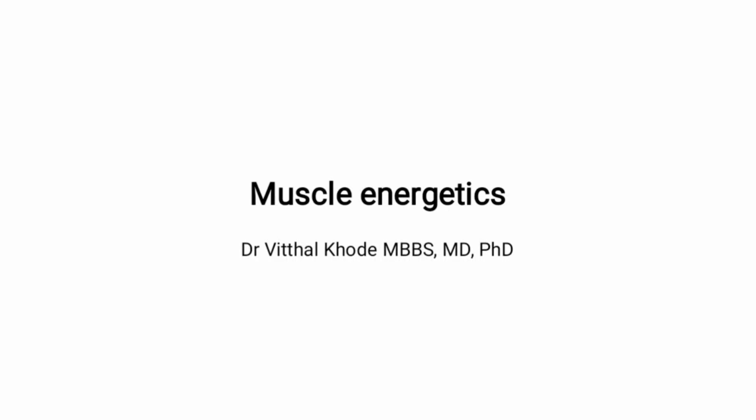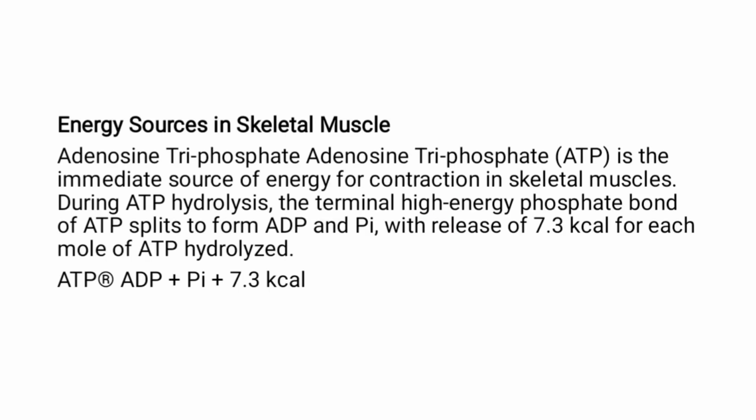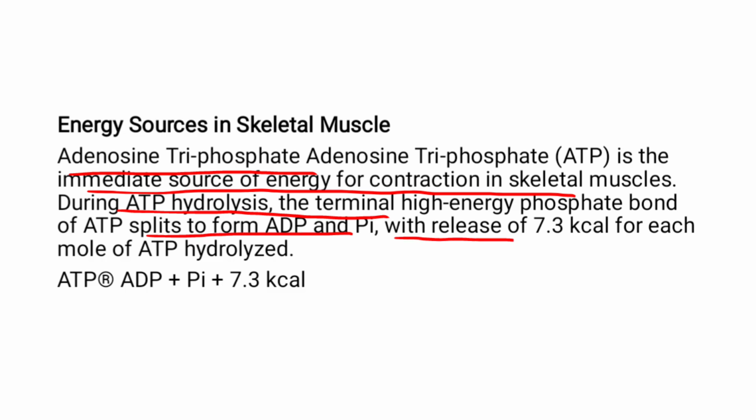Hello everyone. In this class, we'll learn about muscle energetics. Adenosine triphosphate. Adenosine triphosphate is the immediate source of energy for contraction in skeletal muscles. During ATP hydrolysis, the terminal high energy phosphate bond of ATP splits to form ADP and phosphate, with a release of 7.3 kilocalories for each mole of ATP hydrolyzed.